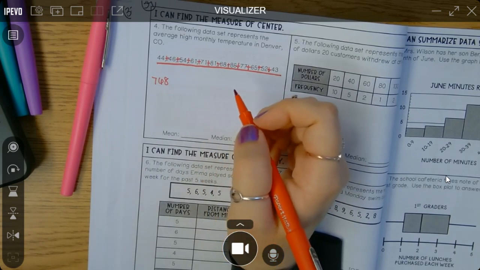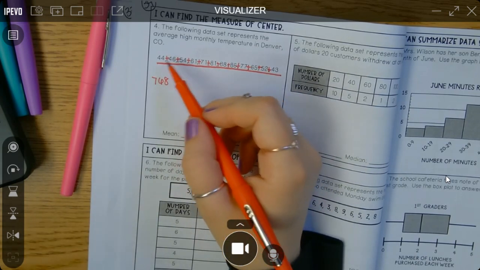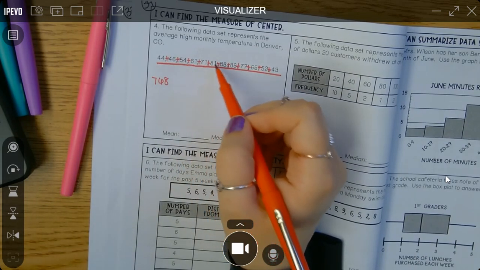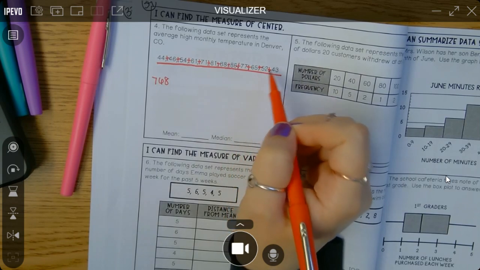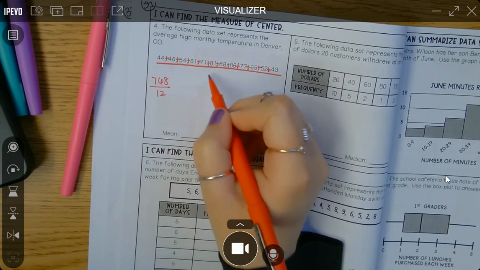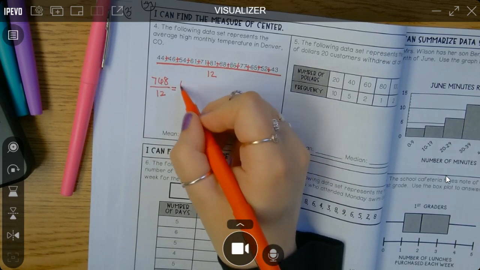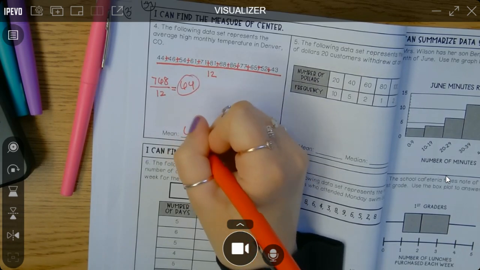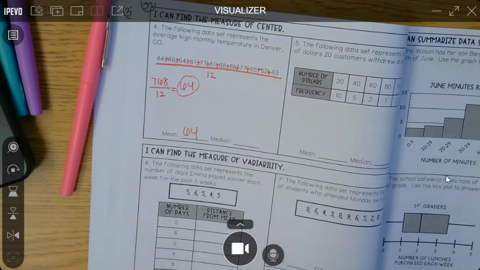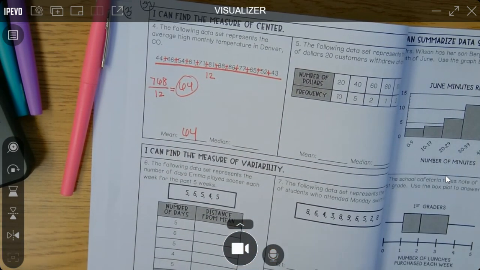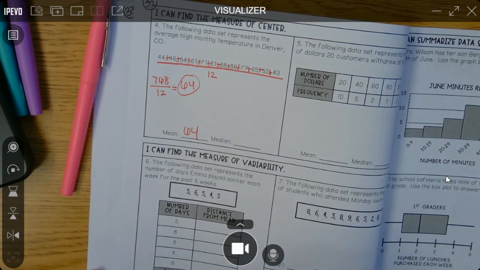And then the next step is to divide by how many numbers there are. 1, 2, 3, 4, 5, 6, 7, 8, 9, 10, 11, 12 numbers. So you're going to divide by 12. And when you type that in, you get a mean of 64. Remember, the mean is the average where you add them all together and then divide by how many. Now to find the median, you want to put them in order from least to greatest, which they're not in.